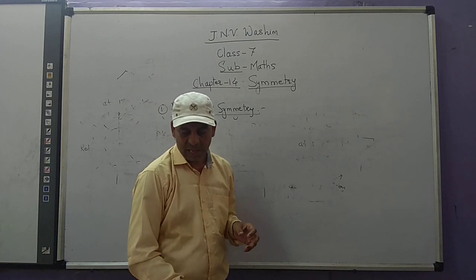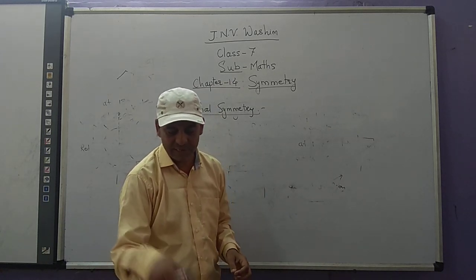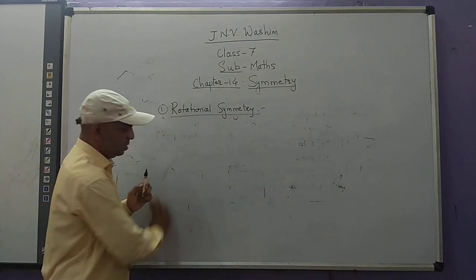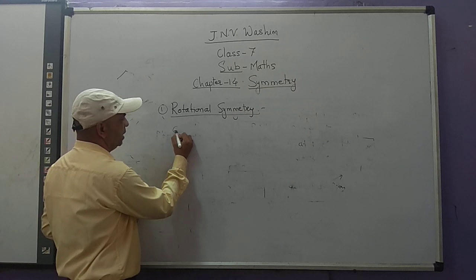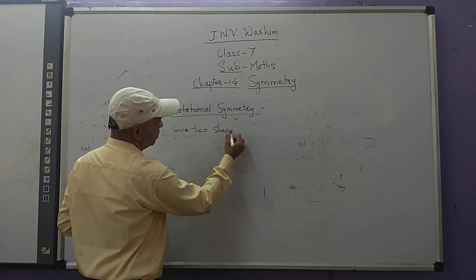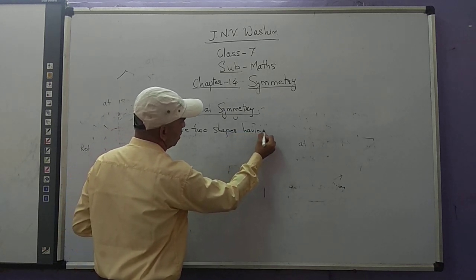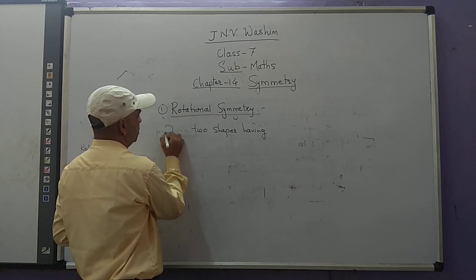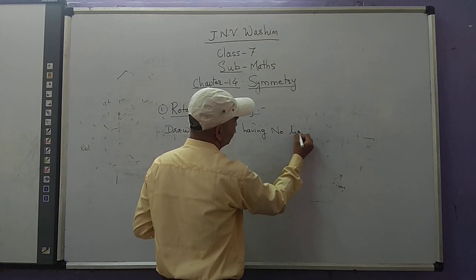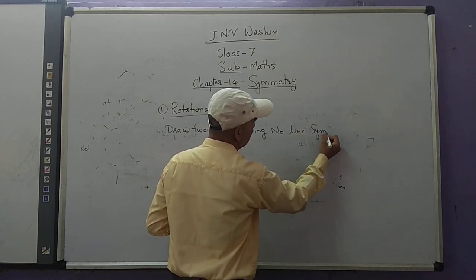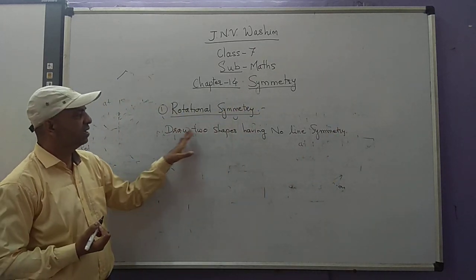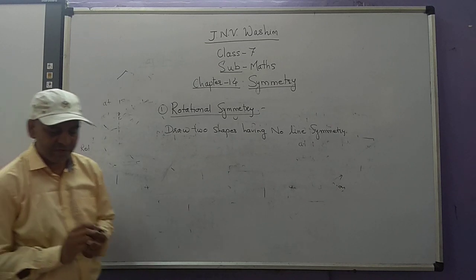Now I take one example here. Draw two shapes having no line of symmetry. So the question is, draw any two shapes having no line of symmetry.